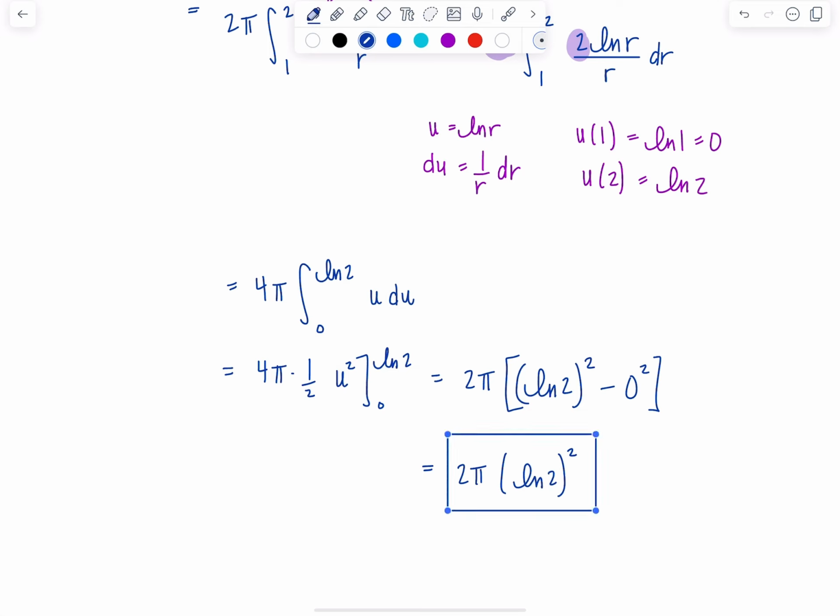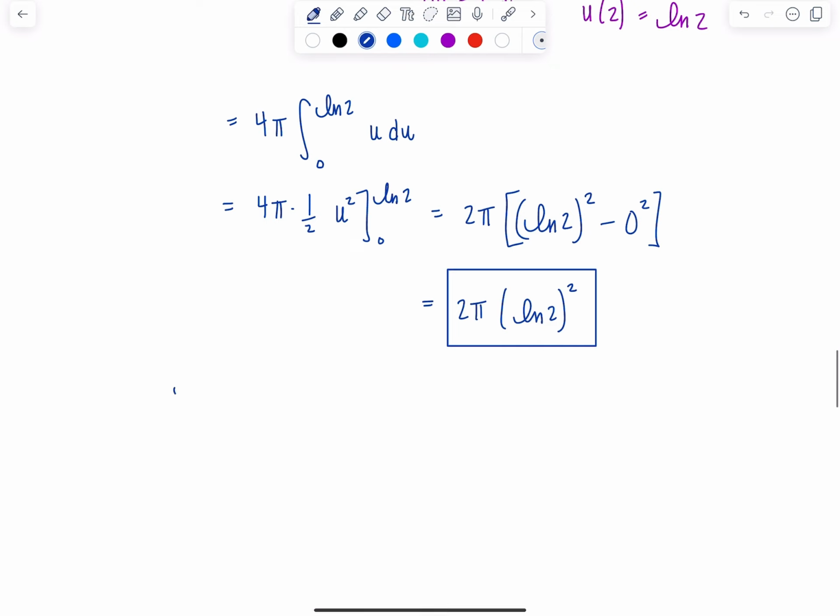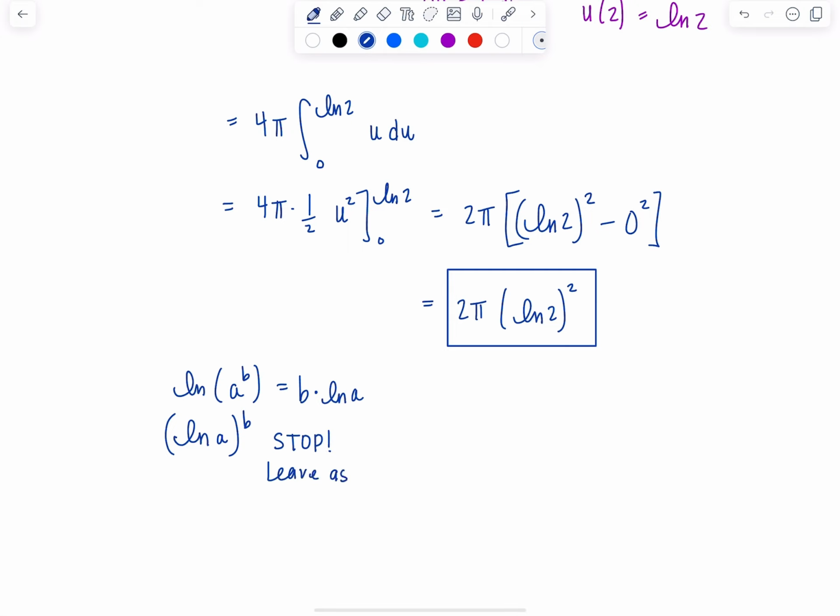No, that exponent cannot move to the front. Were you wondering such a thing? Allow me to remind you about your log properties. Ln of a raised to the b, yes, it equals b times ln of a. Because the exponent, that b, only applies to the argument a. But ln of a to the b, stop. Leave as is. Nothing more can be done. Do you see the difference? Okay. Be a careful mathematician.